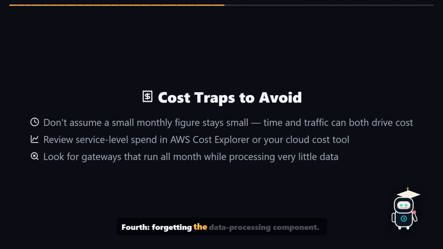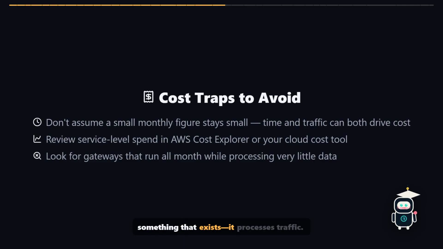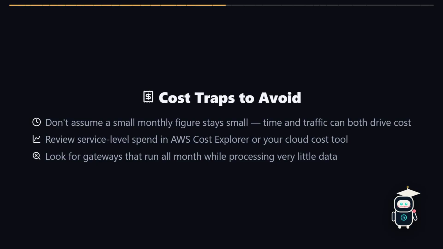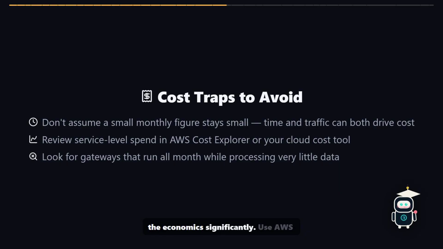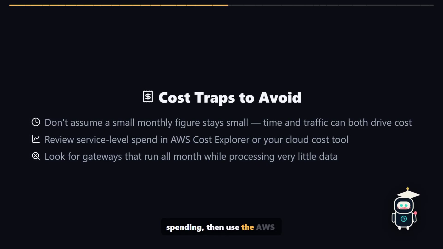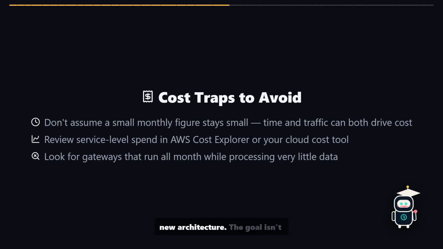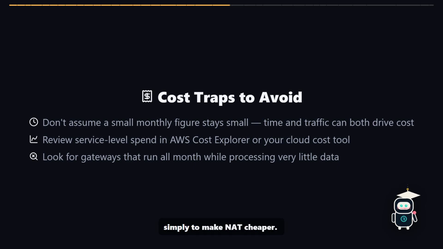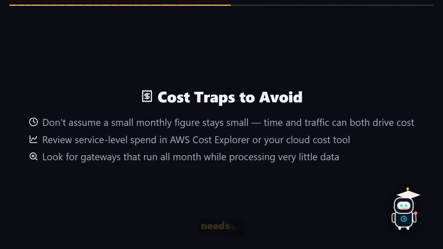Fourth, forgetting the data processing component. A NAT gateway isn't just something that exists, it processes traffic. High-volume workloads can therefore change the economics significantly. Use AWS Cost Explorer and your billing data to identify NAT gateway spending. Then use the AWS pricing calculator and current AWS pricing documentation when estimating a new architecture. The goal isn't simply to make NAT cheaper. The goal is to make sure you're paying for NAT only where the architecture actually needs it.